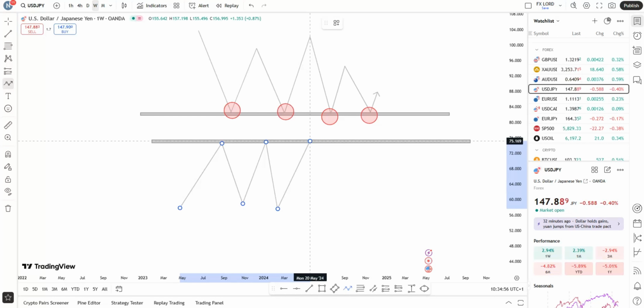This is where the buyers come in. So you wait. Once the market taps into your resistance level, you sell, expecting the price to go back to the downside. This is how the resistance level is traded. Every time the market comes into the resistance level, you expect to sell.